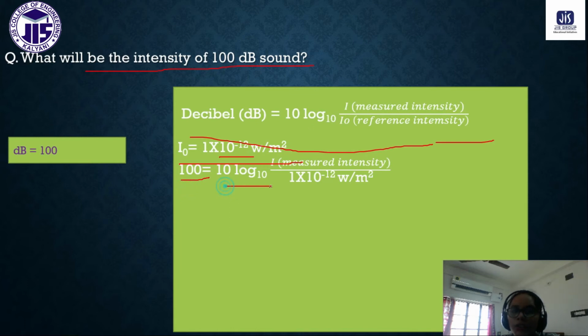Now 10 log10 of I by I0. Here we put the value of I0, that is 1 into 10 to the minus 12, mind it, not minus 2, minus 12. So 100 equals 10 log10 of I by I0, that is I divided by 1 into 10 to the minus 12 watt per meter square.